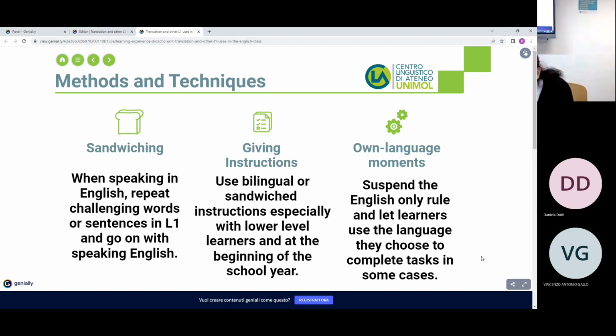So, which one do you like best? Sceglietene uno qui, leggete queste tre opzioni. Please read these three methods and pick the one you prefer. Which one do you prefer?